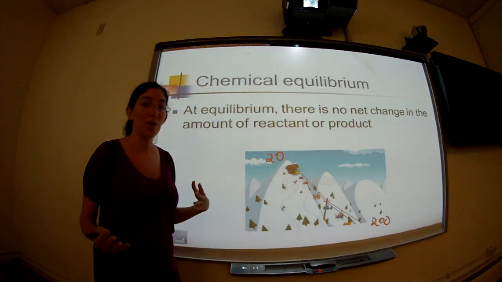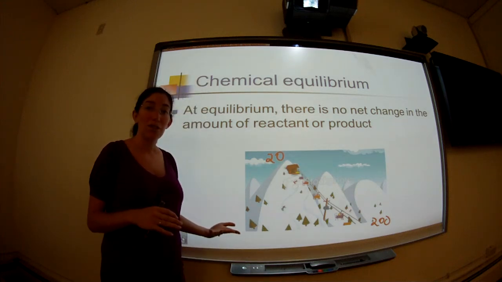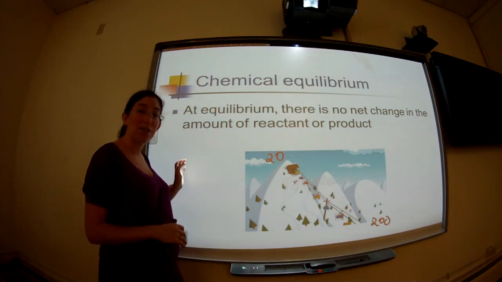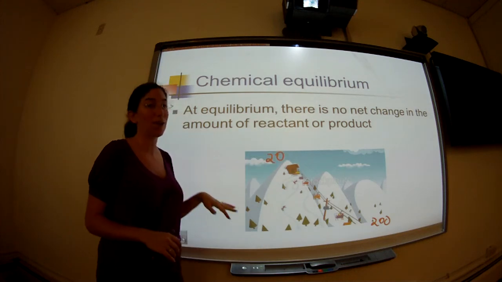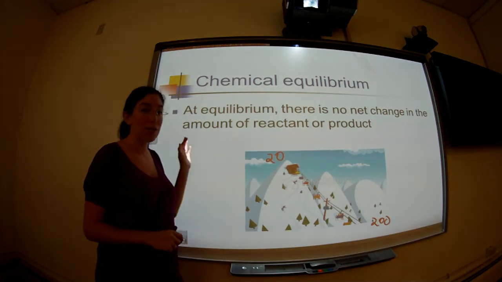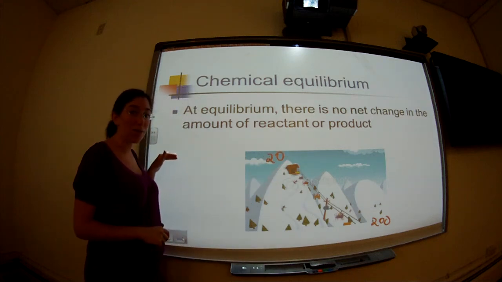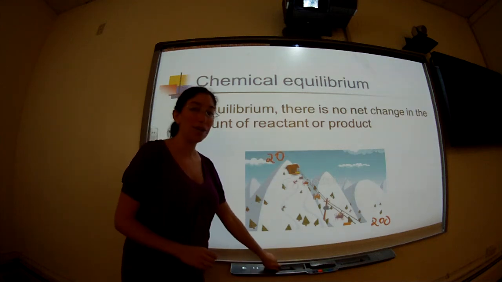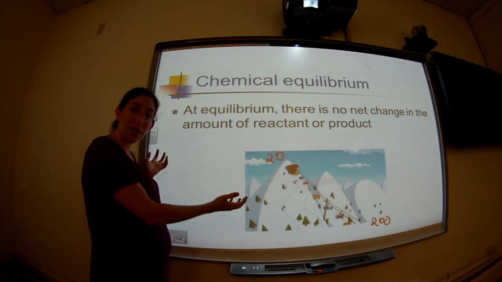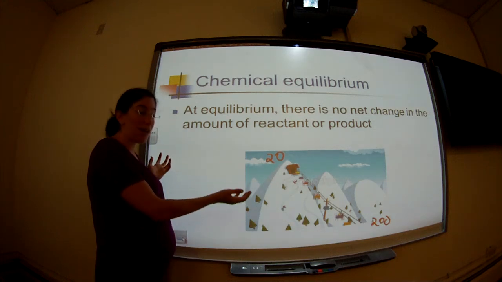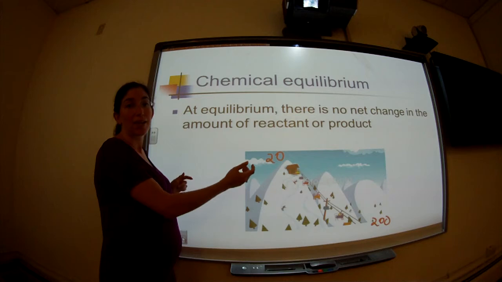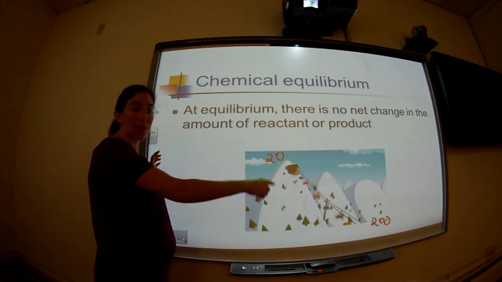All right, and go back to the chemical reaction analogy. The reaction's still going in the forward direction and still going in the reverse direction. You're still making more product, but you're also still making more reactant through the reverse reaction. So it looks like the amounts are not changing. They look like they're staying constant, but really it's just in flux.